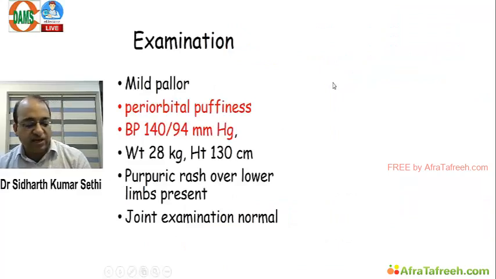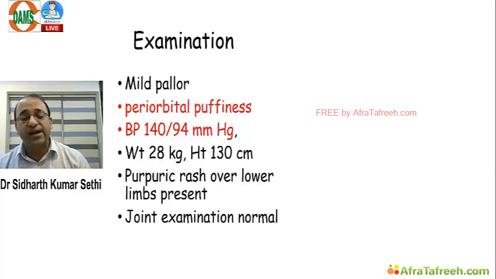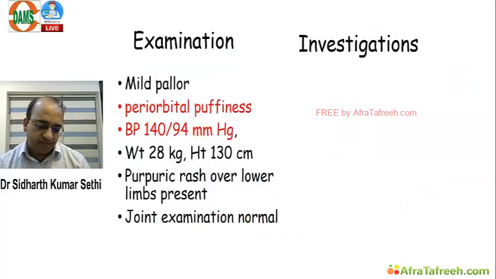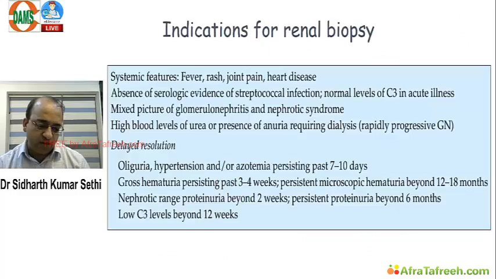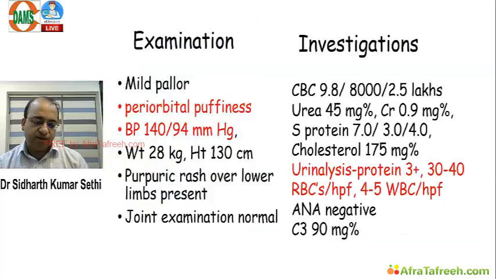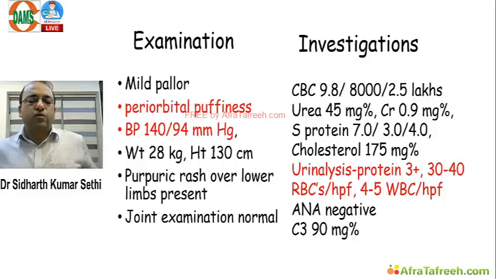On examination, guys, he is hypertensive. And I told you 130/80 is even hypertension for a 12-year-old. Let's look at the lab evaluation. On lab evaluation, his urine is full of protein, full of RBCs. C3 is normal. Creatinine is normal. Now, can all of you tell me the complete diagnosis?